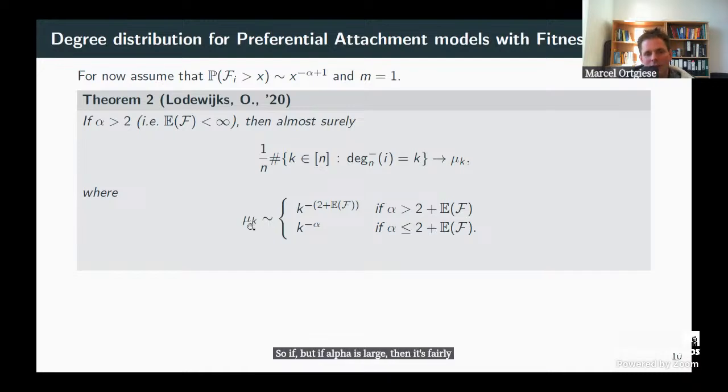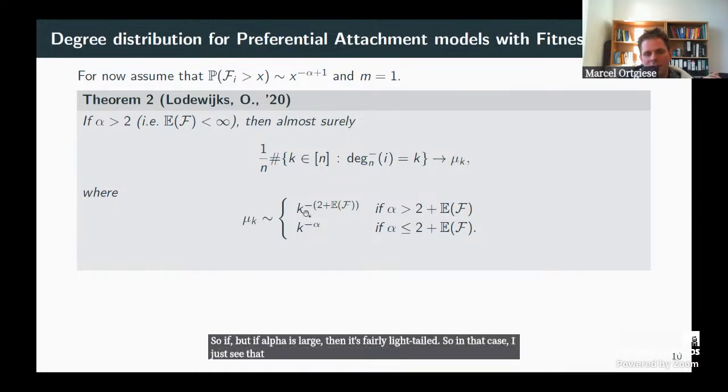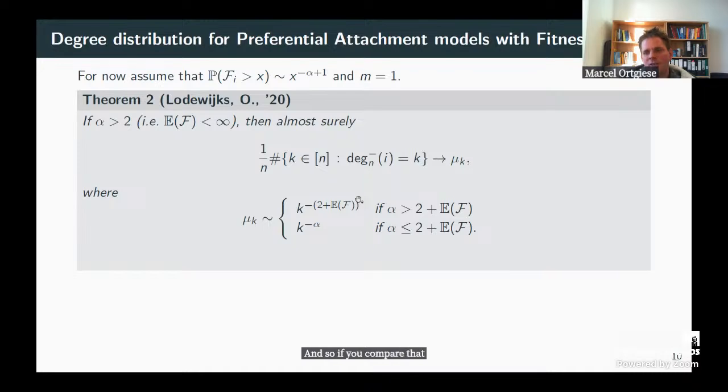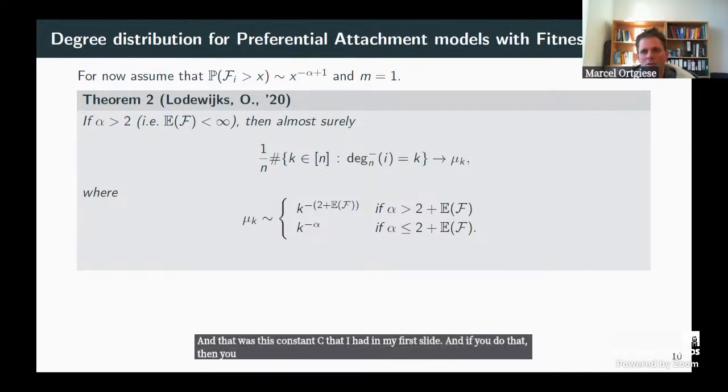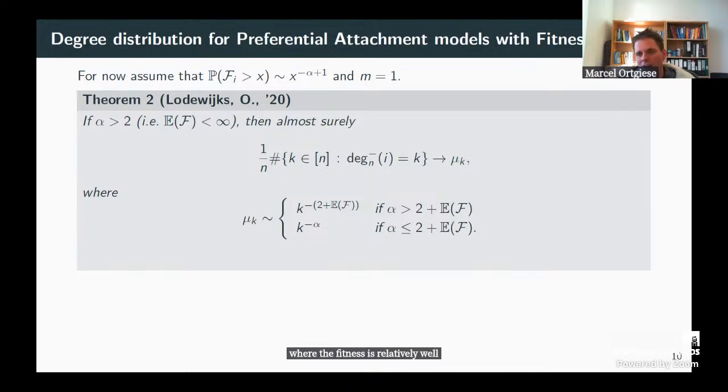In that case, mu_k decays like k to the minus 2 plus the expectation. If you compare that with classic preferential attachment, it's as if you replace the random fitness by its expectation, which was this constant c that I had on my first slide. If you do that, you get exactly the same tail. So this is the regime where the fitness is relatively well behaved. You can average it out. The effect is the same as having constant fitness equal to its expectation.